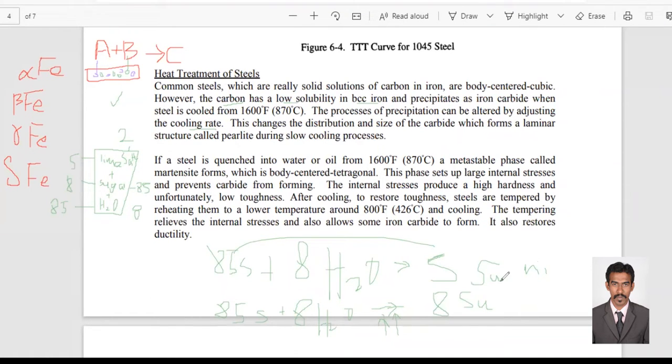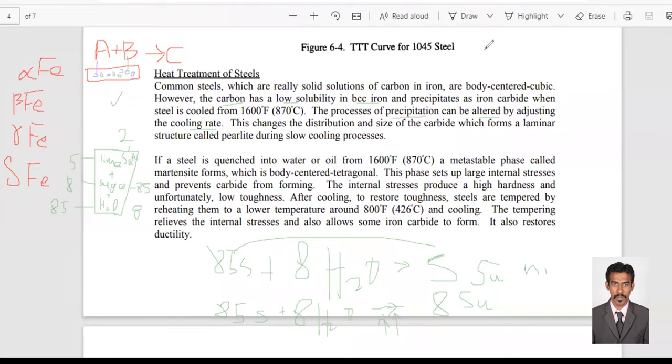Based on this example, we'll again come to this statement, right? The process of precipitation can be altered by adjusting the cooling rate. Altered means either you can increase or decrease, right? Altering, that is changing, right? Adjusting the cooling rate. So cooling rate is a kind of temperature, right? So maybe by increasing temperature, you can decrease the precipitation, right? Something like that. So precipitation, do you know about precipitation?